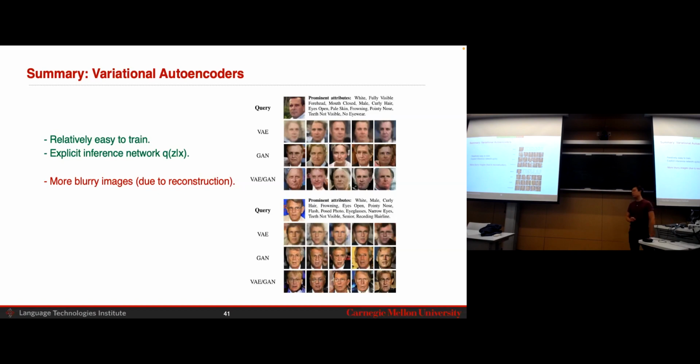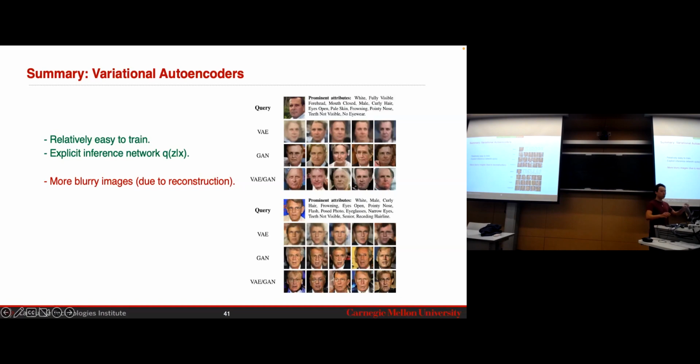The biggest issue with VAEs is that they are not that good at generating high quality images. And this has to do with the fact that you're reconstructing an image. In many modalities, it's very hard to define a reconstruction objective over my high dimensional data. So VAEs tend to have more blurry images due to this reconstruction.